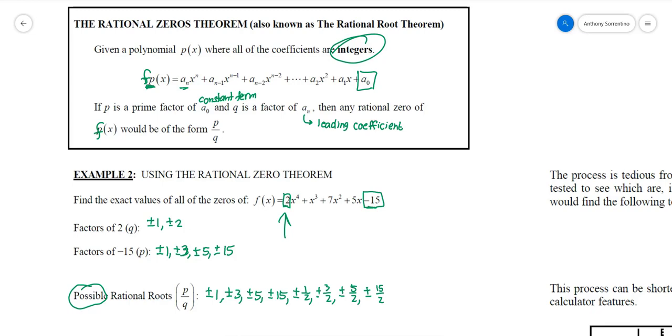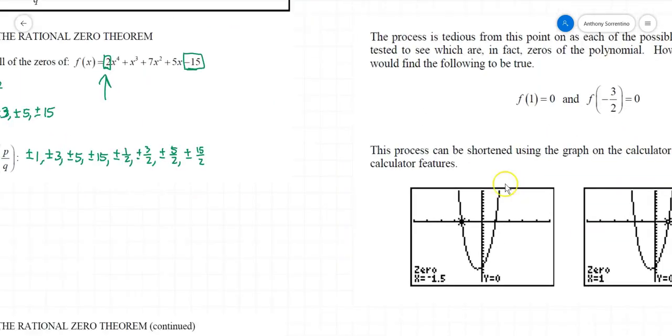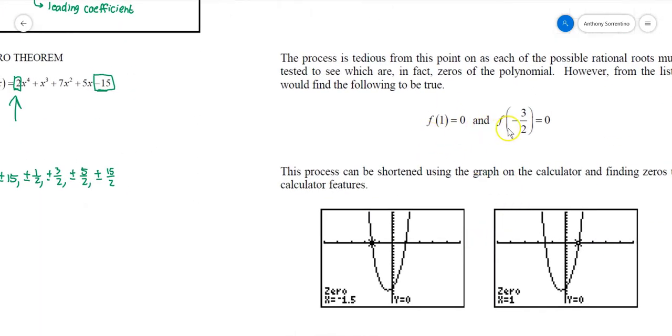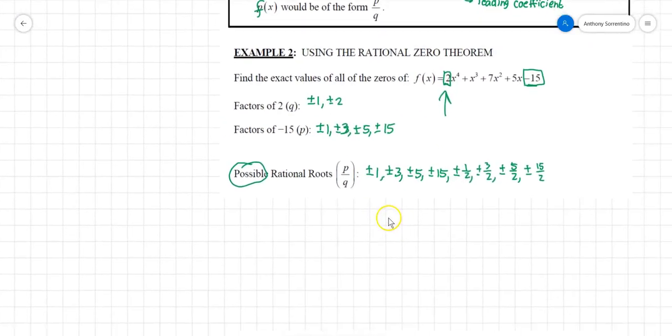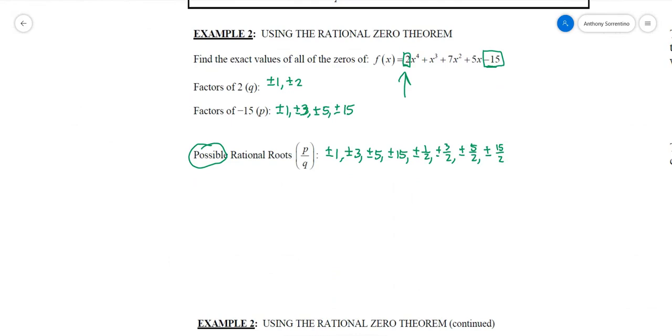Or it means I didn't graph it right to begin with. So the rational zero theorem is used a little differently nowadays since the calculators can aid us. As I mentioned here, this is a tedious process, but you can then figure out that f of 1 is 0 and f of negative 3 halves is 0. So on my list, I end up finding out that the only rational ones that actually are zeros are 1 and negative 3 halves, which were the actual zeros.